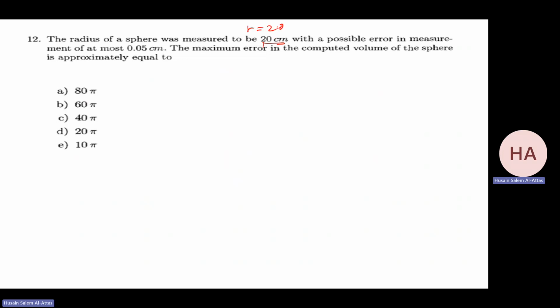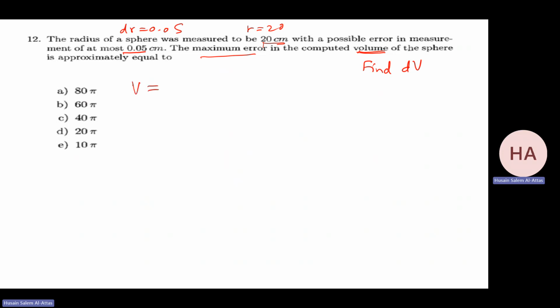Next, the radius of a sphere was measured to be r equal 20. Possible error in measurement at most dr equal 0.05. What do they want? They want the maximum error at most, so we take this as the maximum, computed for the volume of the sphere. I want to approximate dV, the error in the volume.